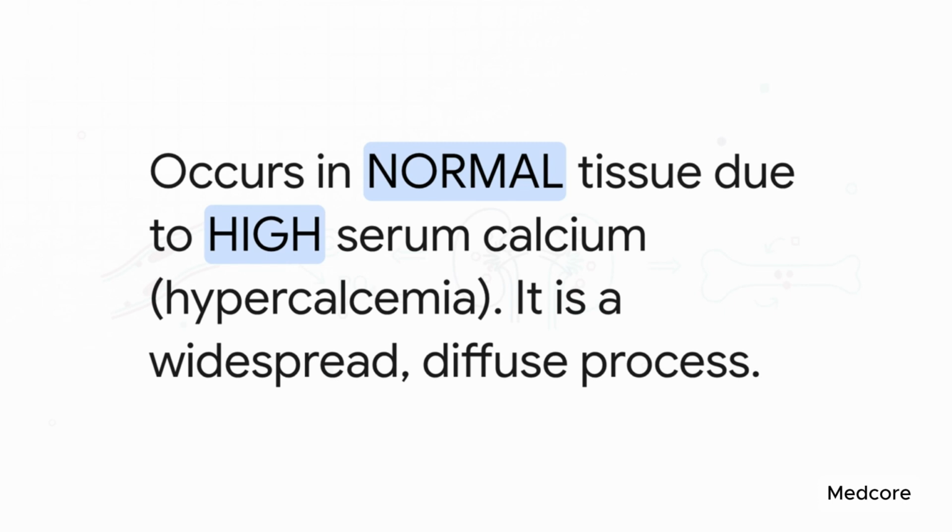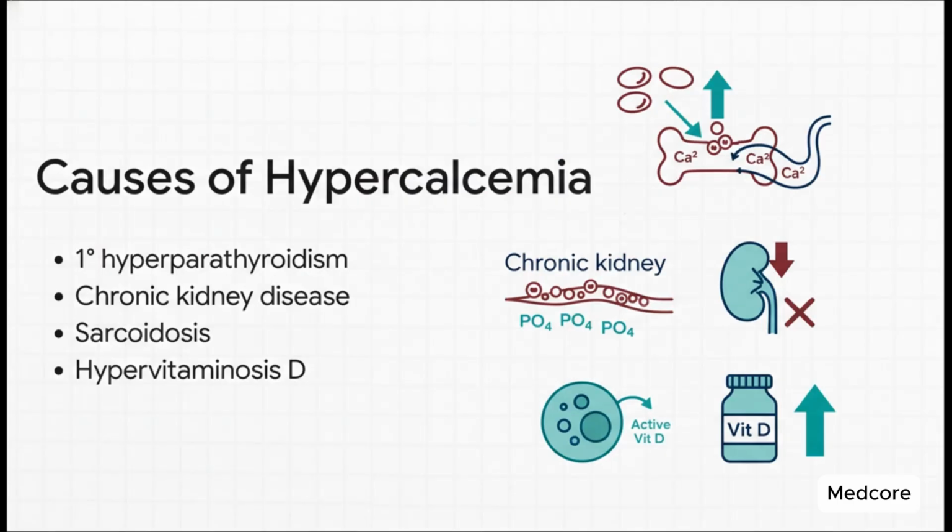And when that concentration gets high enough, what happens? The calcium phosphate salts simply start to precipitate out and deposit in any tissue they can find. This leads to a widespread, diffuse calcification process. So what could possibly cause your blood calcium to get that high? Well, here are the classic culprits you've got to know.